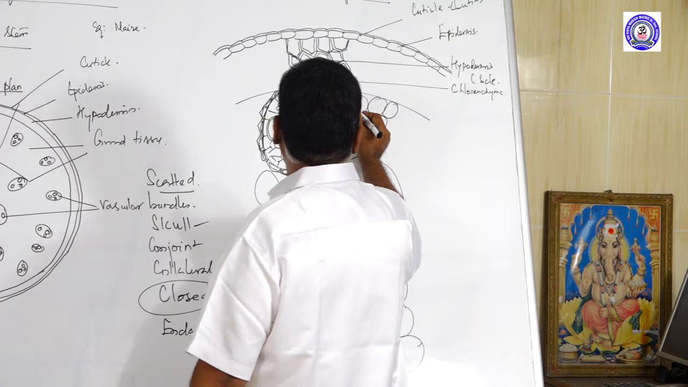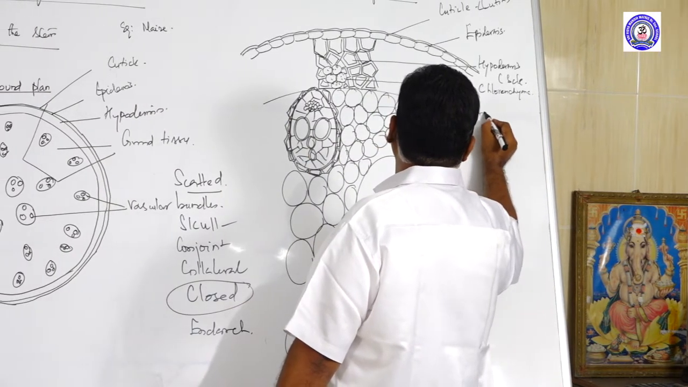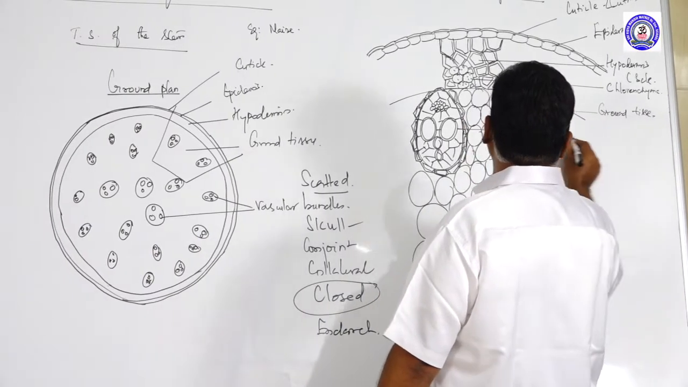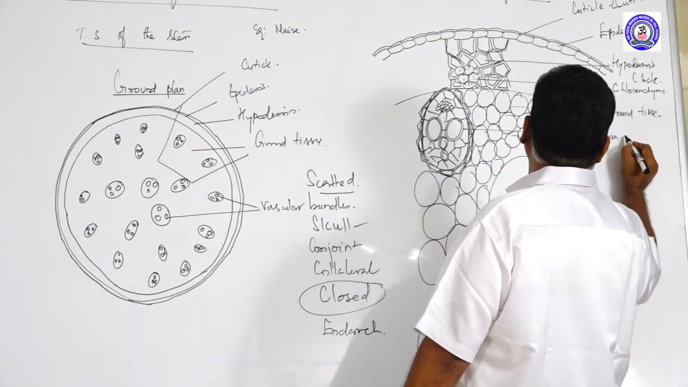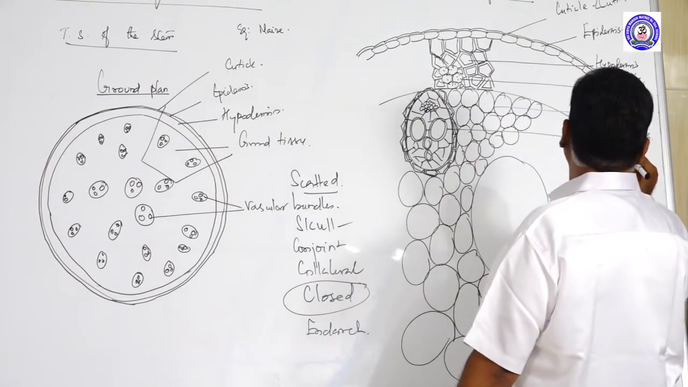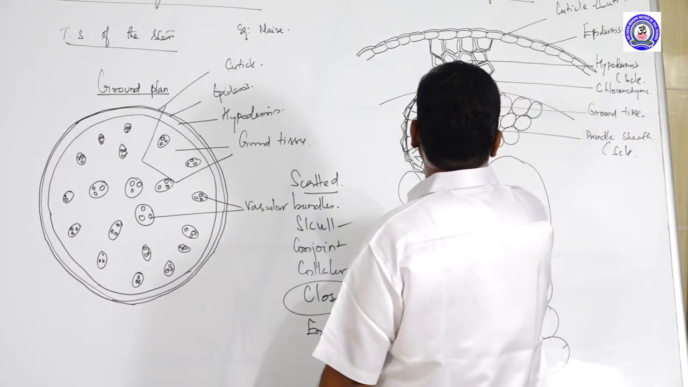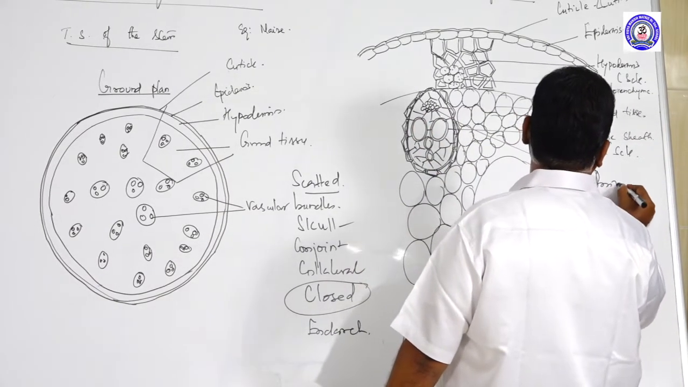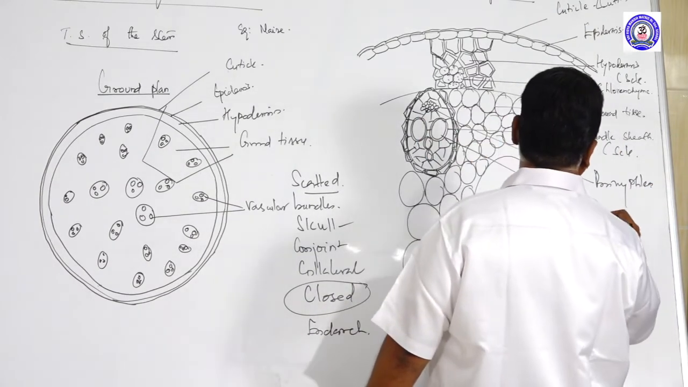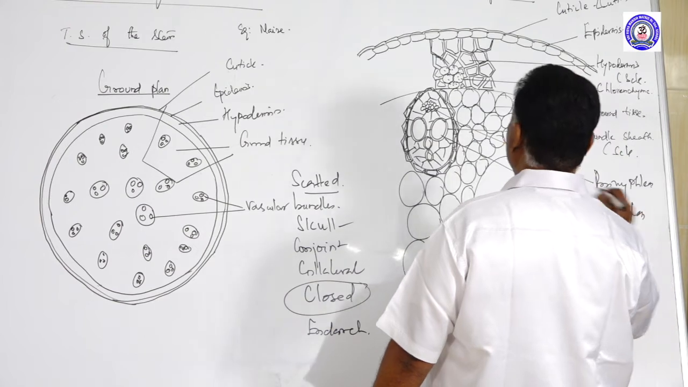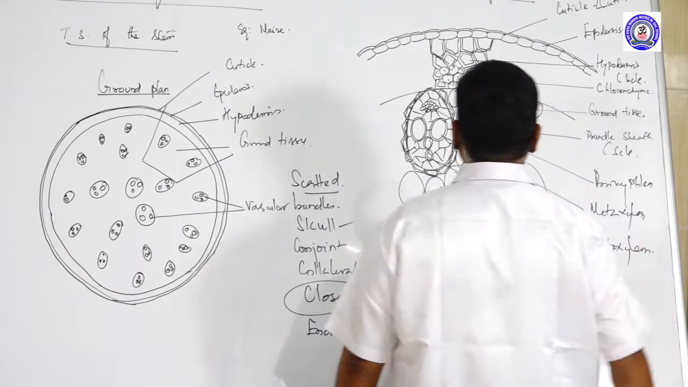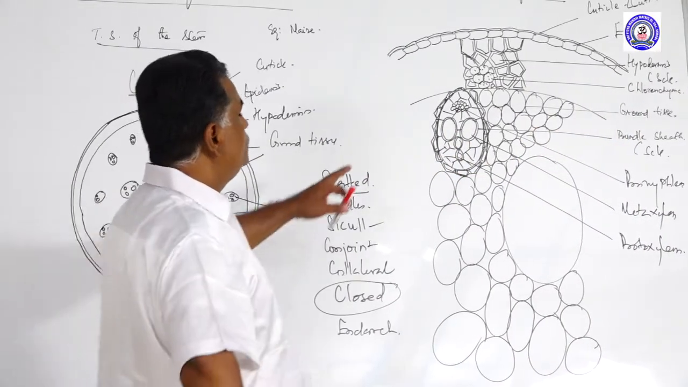And the phloem here, this is a ground tissue, as we said, and we name it as bundle sheath. What is the bundle sheath made of? Sclerenchyma. And this is primary phloem. And this is metaxylem, and this is protoxylem. So the structure is over.